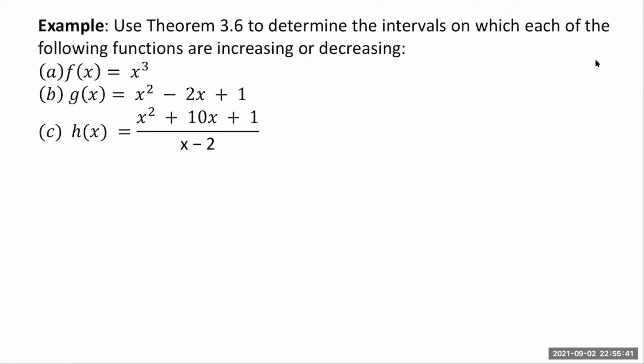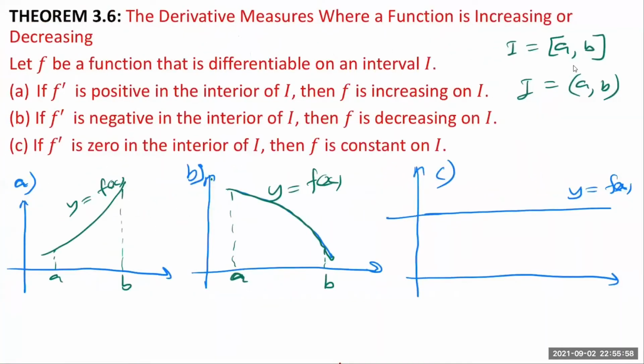Here is the first example that I want to go over. Use theorem 3.6 to determine intervals on which each of the following functions are increasing or decreasing. My goal is to use this theorem that we just discussed. I know that if f prime is positive, my function is increasing. If f prime is negative, my function is decreasing. So to determine in which interval my function is increasing and in which it is decreasing, I need to check where my f prime is positive and where it is negative. That's what I'm going to do.